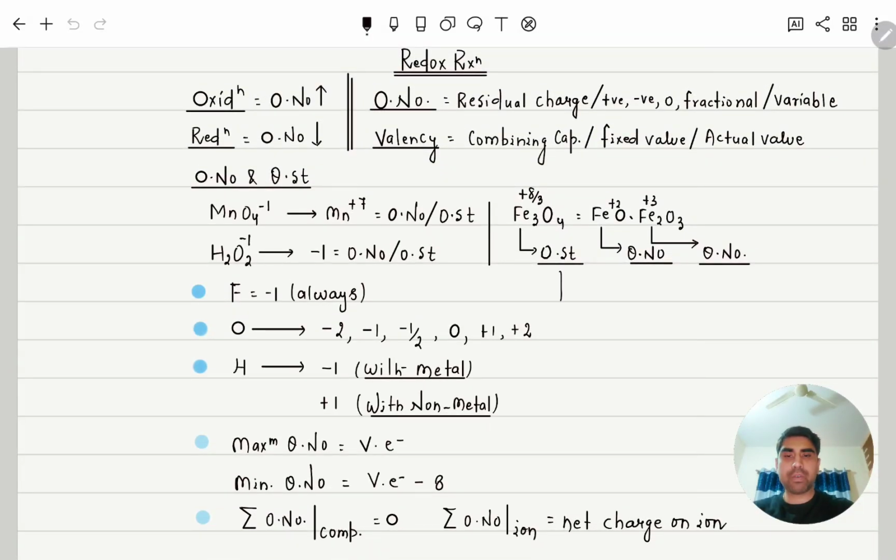Even if I have not told you here, you can keep this in your mind: alkali metals will always be +1 and alkaline earth metals will always be +2. Always. Understood? It's not going to change.